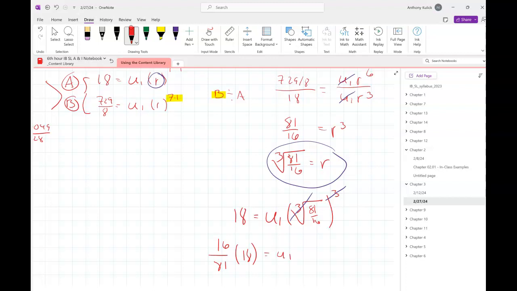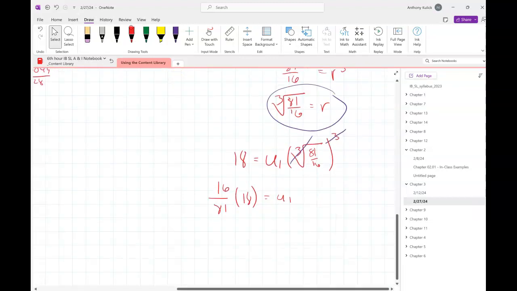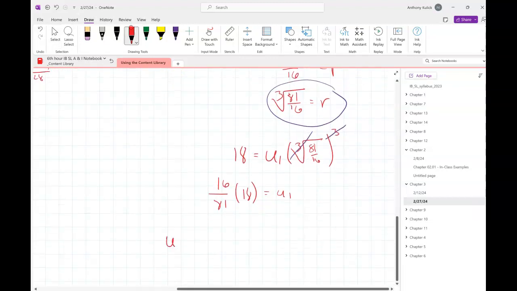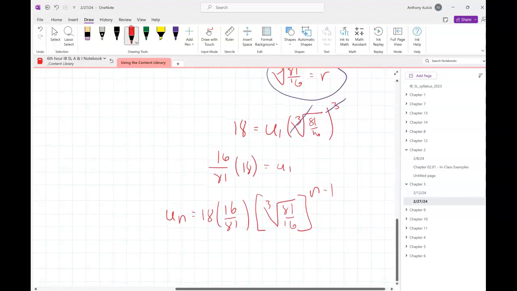And again, I could simplify that. I'm going to skip doing that because it's just a place for me to make a mistake, and it doesn't really matter. So far, so good? All right. So what I have then is u sub n is 18 times 16 over 81 times the cube root of 81 over 16 to the n minus 1. And I want to solve that for 59,049 over 128. I want to solve that for n.